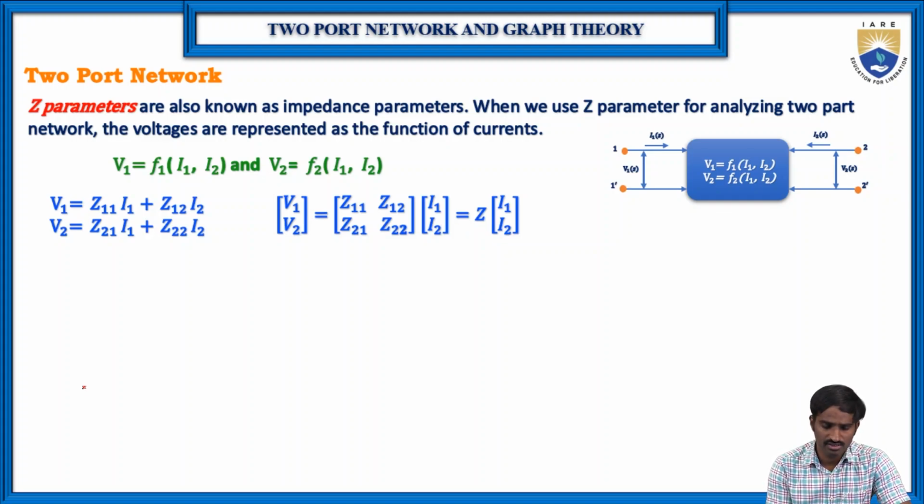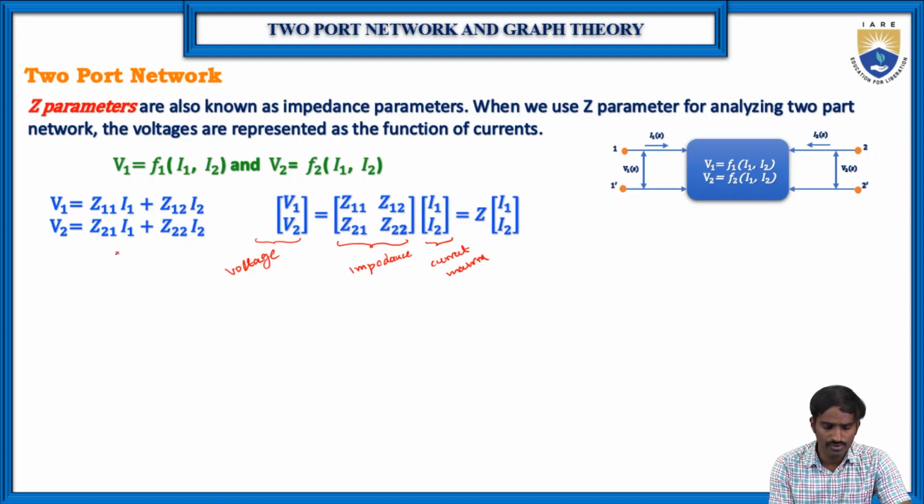The single column matrix V1 and V2 is also called a voltage matrix, and this is the impedance matrix. We usually call it an impedance matrix because it consists of all the impedance elements. And this is the current matrix.